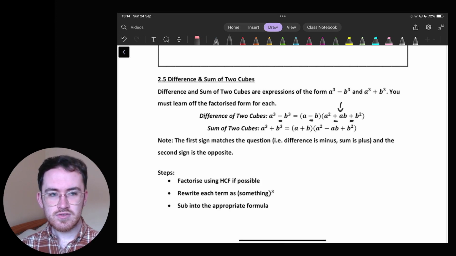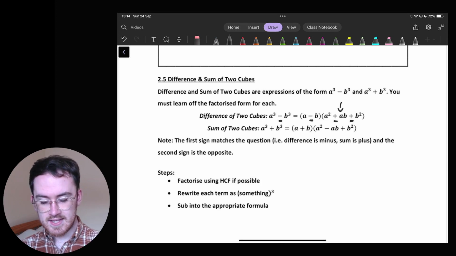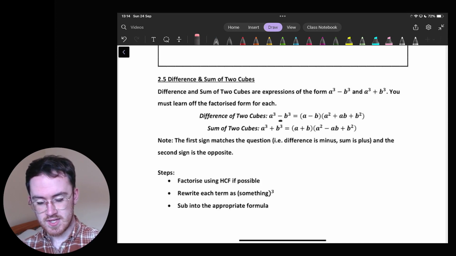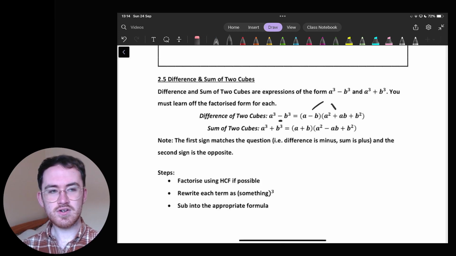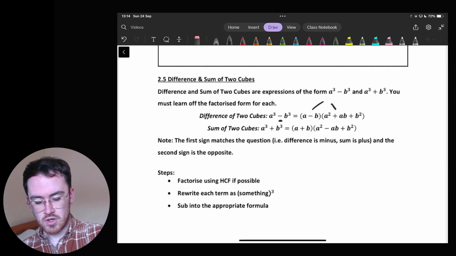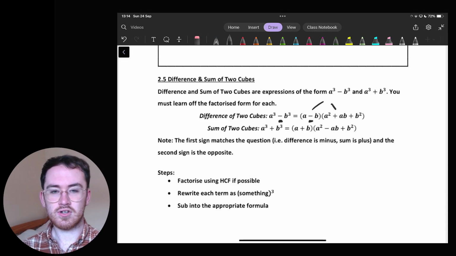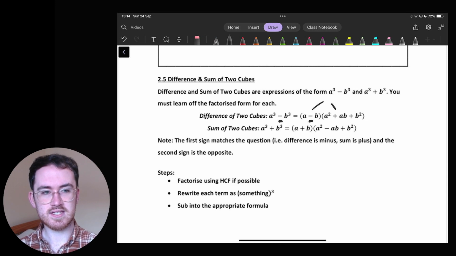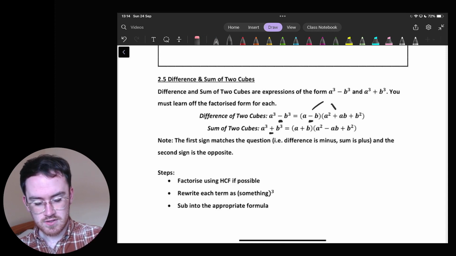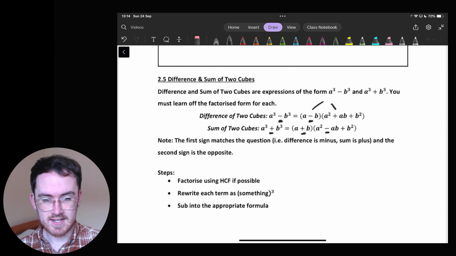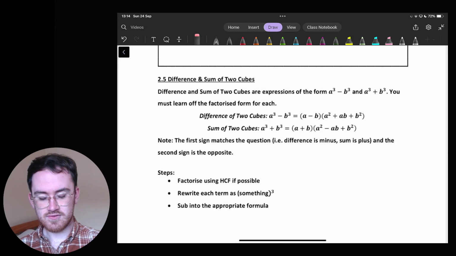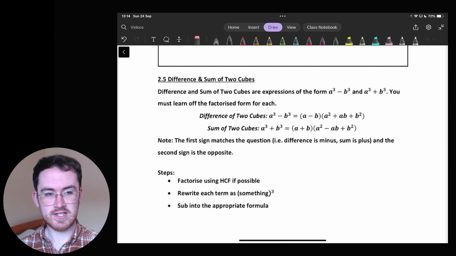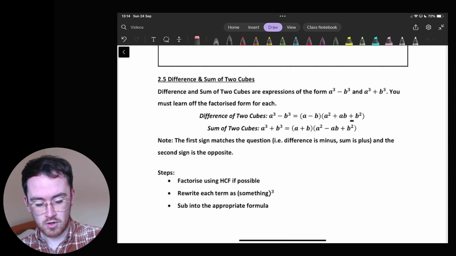So looking at difference of two cubes, the way that I would remember the signs is that one of these first two signs is going to be negative, and the first sign will always match the type of question you're looking at. So for difference of two cubes, the first sign is a negative. For sum of two cubes, the first sign is a positive, and then the next sign is negative. So the first sign matches the question, the second sign is the opposite. The last sign will always be a plus.